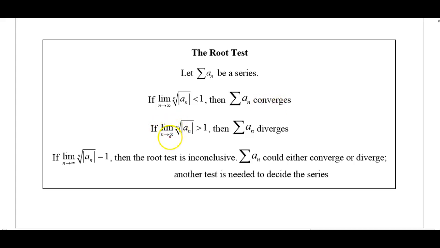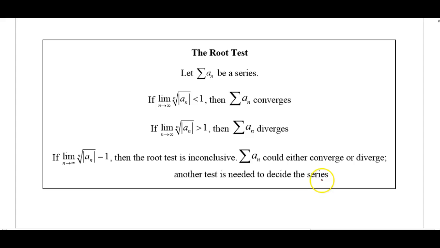If the limit as n approaches infinity of the nth root of the absolute value of a sub n is greater than 1, then the series diverges. And if that limit equals 1, then the root test is inconclusive. The series could either converge or diverge, and another test is needed to decide the series.